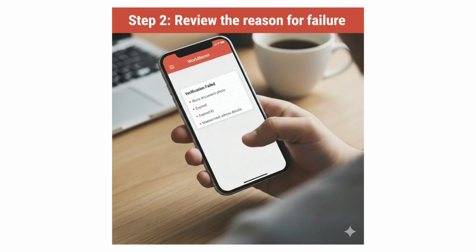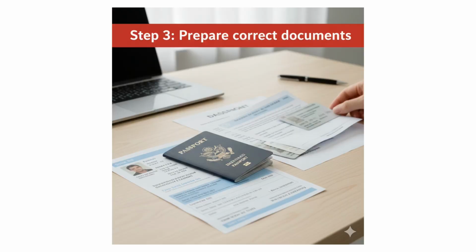Step 2. Review the reason for failure. Look for details such as blurry documents or mismatched information. Step 3. Prepare correct documents. Get valid ID and proof of address, making sure they match your account.